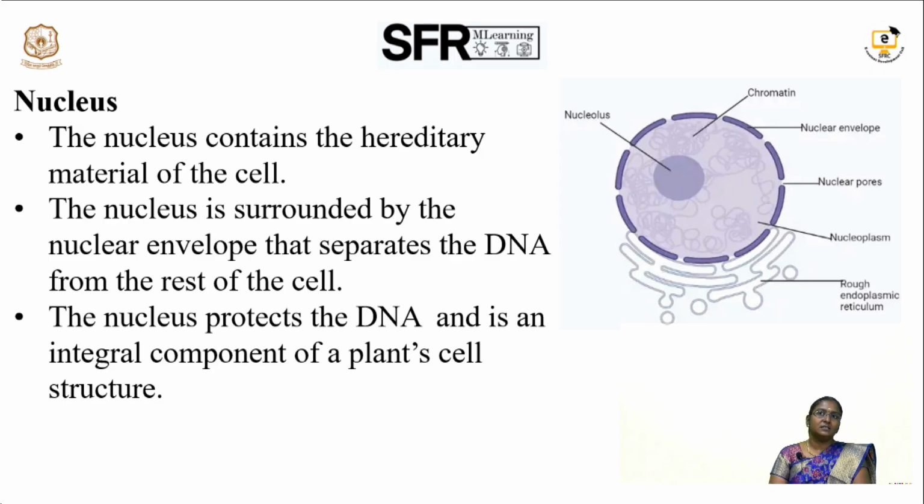So it has DNA. The nucleus is surrounded by a nuclear envelope and it separates the DNA from the rest of the cell organelles. The nucleus protects the DNA and is an integral component of the plant cell structure. So it holds all the genetic information that is required for the living system in here.